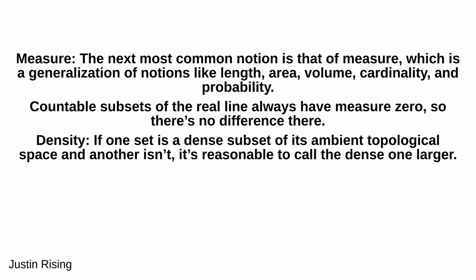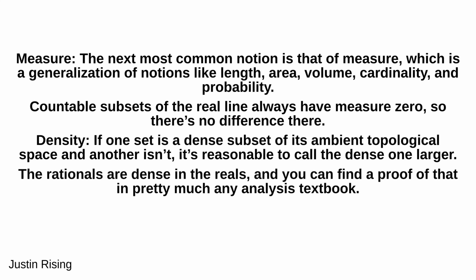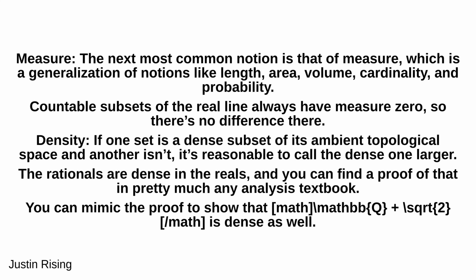Density. If one set is a dense subset of its ambient topological space and another isn't, it's reasonable to call the dense one larger. The rationals are dense in the reals, and you can find a proof of that in pretty much any analysis textbook. You can mimic the proof to show that Q plus √2 is dense as well.